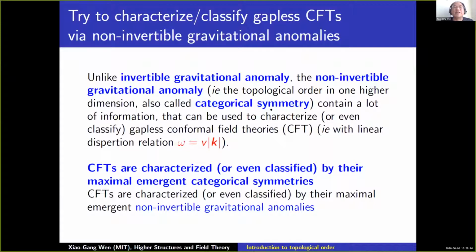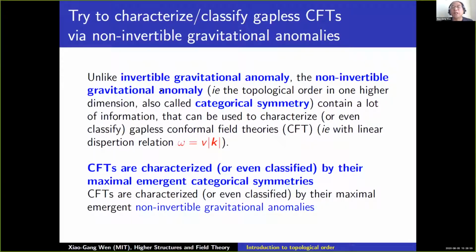In the next part, I'm going to try to use this idea of topological order and gravitational anomaly to study a gapless phase. As I mentioned, the gapped phases are related to topology, which is easier. The gapless phase is a much more difficult question, and maybe represents a future direction. Here I want to say that there is one way to study gapless phase via gapped phase, in particular via this notion of a non-invertible gravitational anomaly.